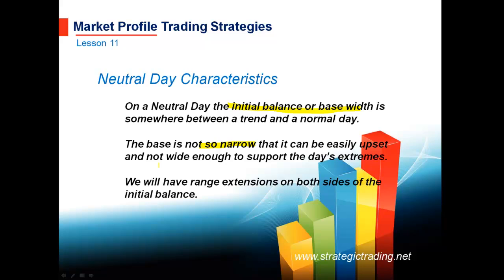However, in most cases, you will see some sort of a range extension. In the case of a neutral day, the range extension actually happens on both sides of the initial balance. So there's no directional bias to it. We will see an extension to the upside and an extension to the downside. That's why we call it a neutral day, because the extensions that we see are not directional in nature, they're neutral. And I'll show you what we mean by that.